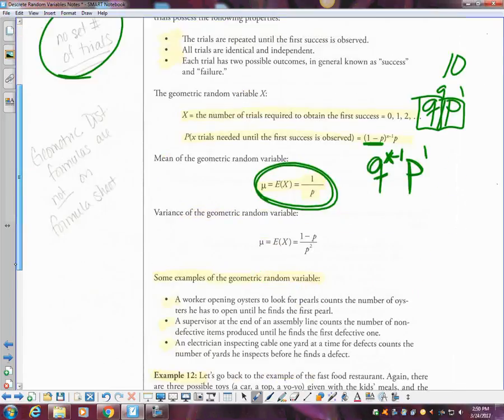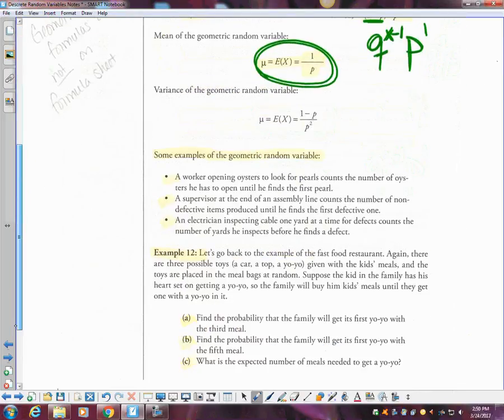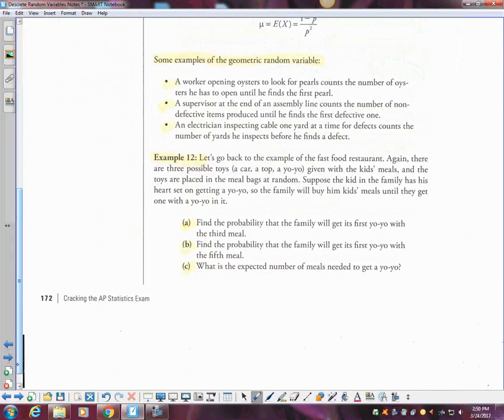Let's see. Here we go, some samples. A worker opening oysters to look for pearls counts the number of oysters he has to open until he finds the first pearl. A supervisor at the end of an assembly line counts the number of non-defective items produced until he finds the first defective one. An electrician inspecting cable 1 yard at a time for defects counts the number of yards he inspects before he finds a defect. All right, so y'all get the picture.